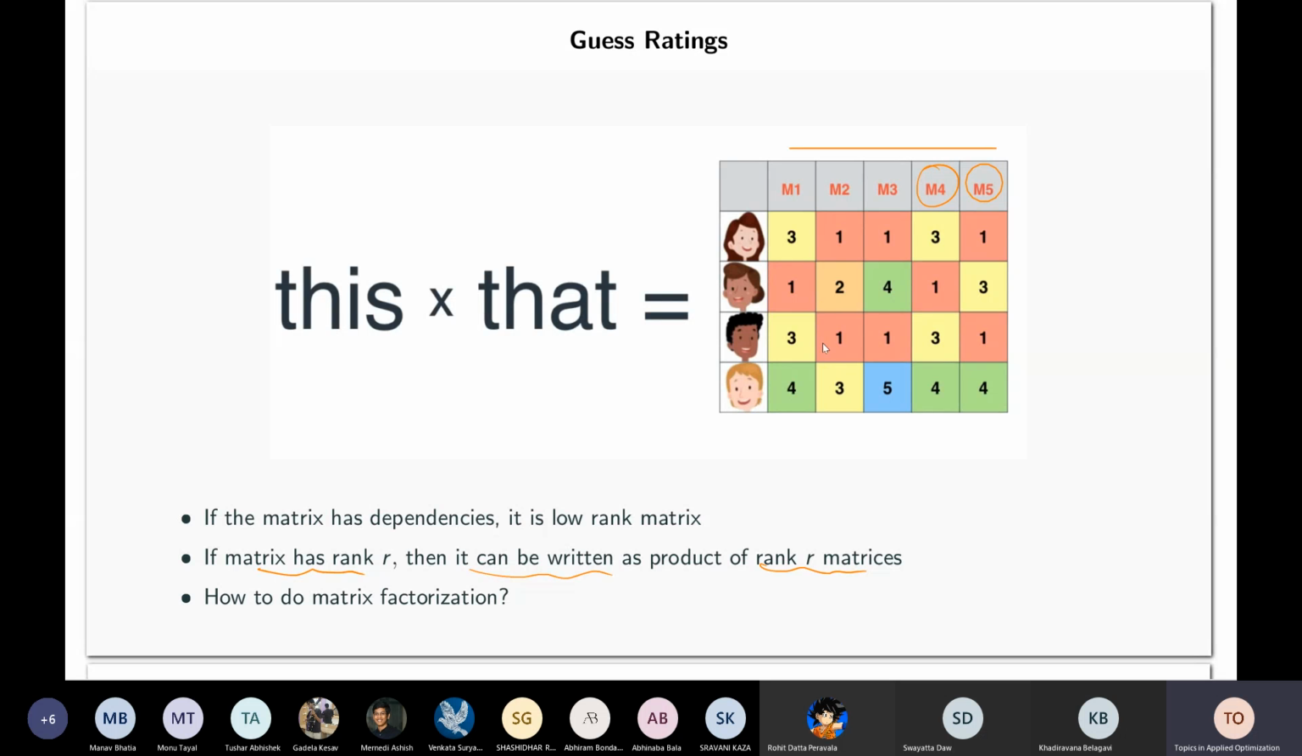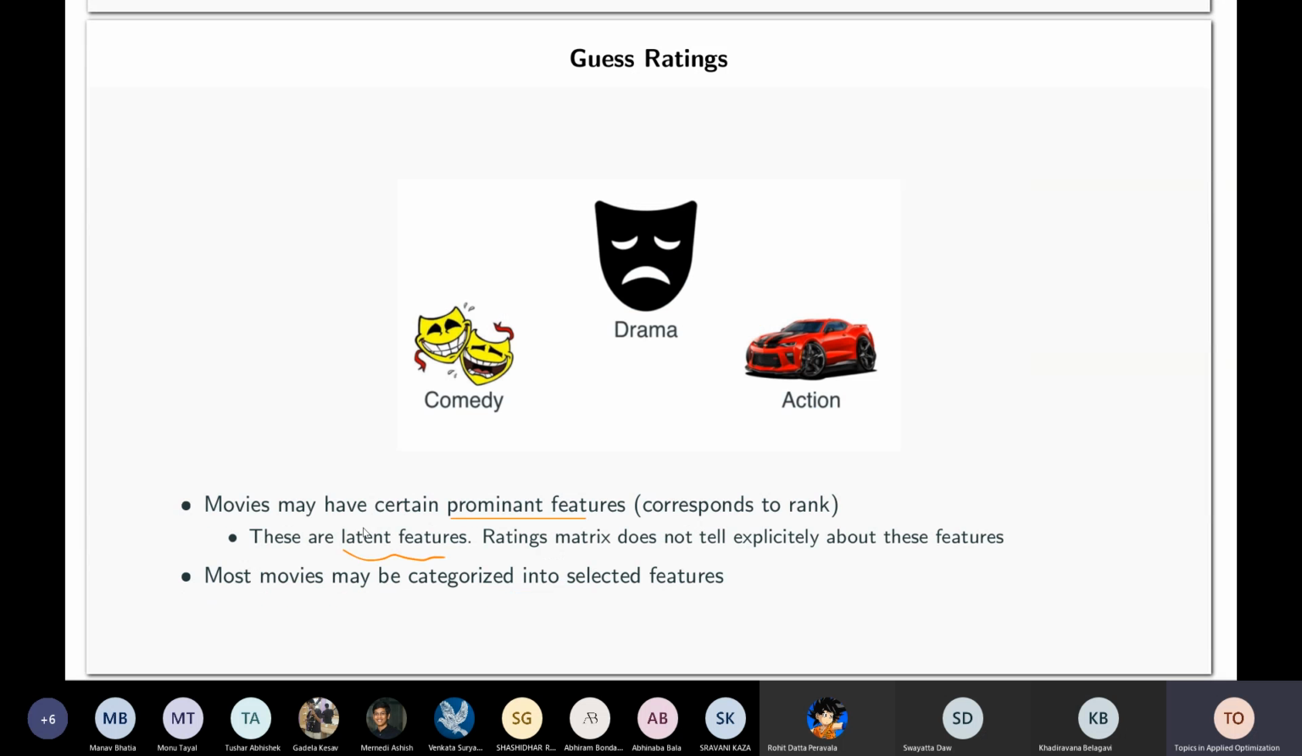But we still want to figure out these hidden features, which were not told to me. Anything hidden, we call it latent in machine learning language. So these are latent features. These are hidden features in the ratings matrix because I was not told about the movie. These are just data to me. The ratings matrix does not tell explicitly about these features.